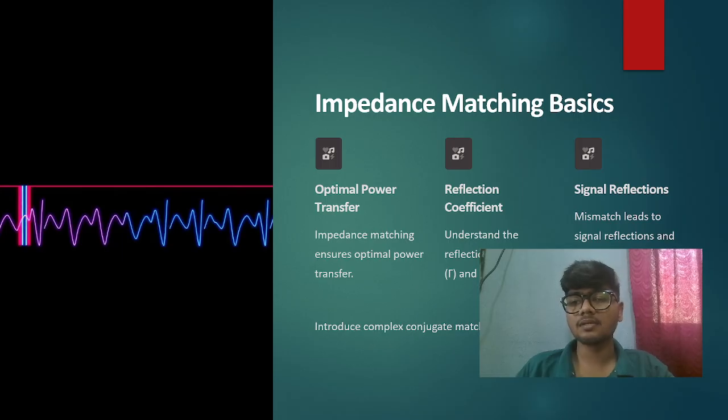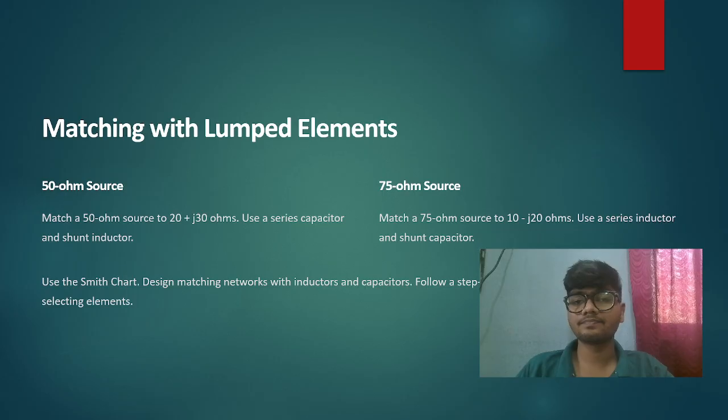Impedance matching basics: optimal power transfer, reflection coefficient, signal reflections. First we can discuss optimal power transfer. In optimal power transfer, impedance matching ensures optimal power transfer. In reflection coefficient, understand the reflection coefficient, VSWR and loss from signal reflections. Mismatch leads to signal reflections and power loss. Introduce complex conjugate matching to minimize power loss. And we can minimize the power loss by introducing the complex conjugates.